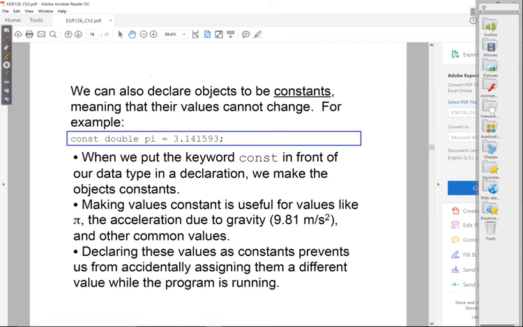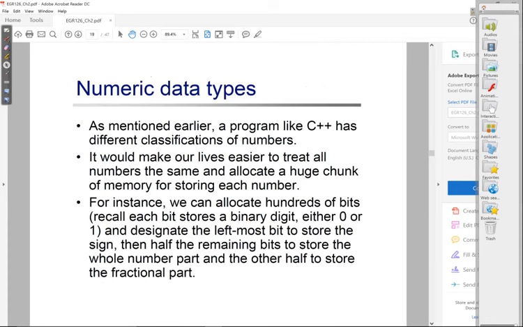All right, so now let's get a little more into numbers, the different types of numbers that we can work with in C++. I had told you that there were integers and real numbers or double precision values, but historically, there's actually more than that.